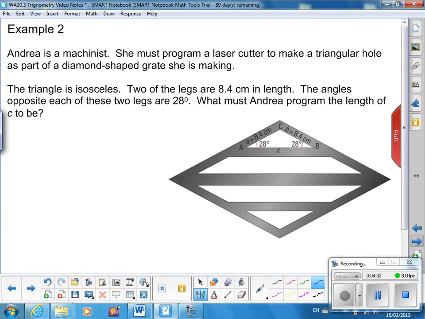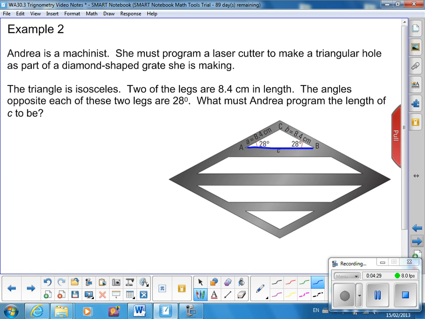Andrea is a machinist. She must program a laser cutter to make a triangle hole as part of a diamond-shaped grate she is making. The triangle is isosceles. Two of the legs are 8.4 centimeters in length, and the angles opposite each of these are 28 degrees. What must Andrea program the length of c to be? So we want to know what the length of c is going to be. So what is angle C?